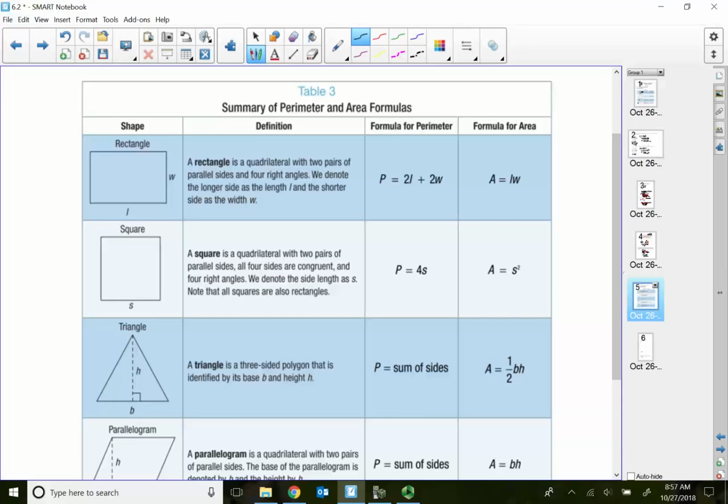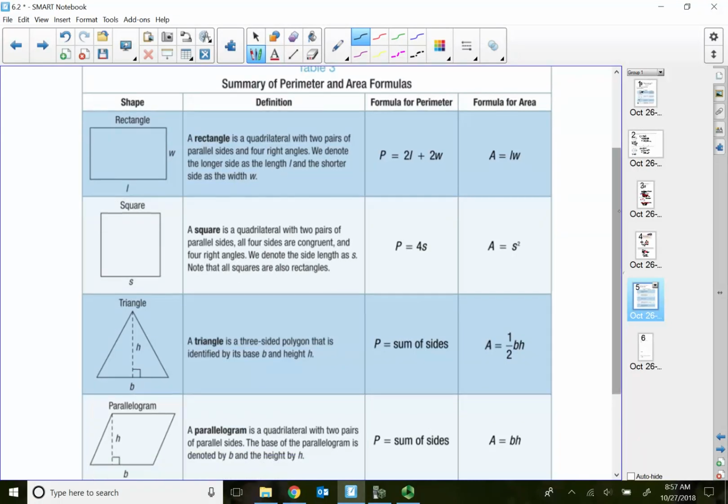Here are the definitions of all 5 shapes, and I got perimeter formulas on one side and area formulas on the other. Basically, in order to find the perimeter of a polygon, we're simply going to add up all the sides. Let me quickly talk about this.